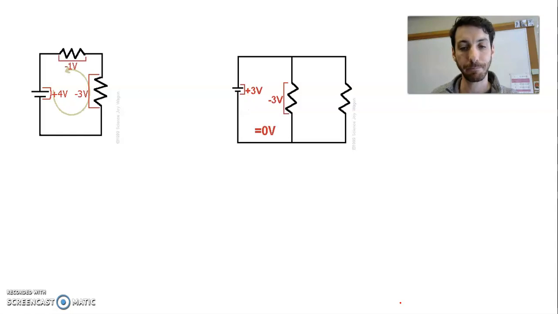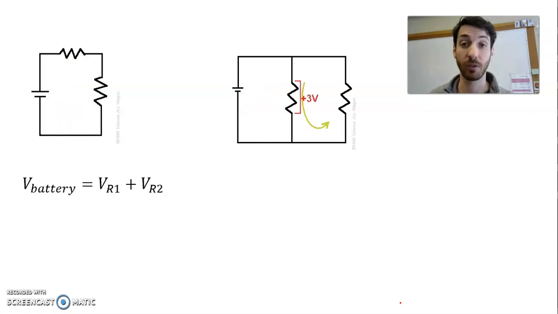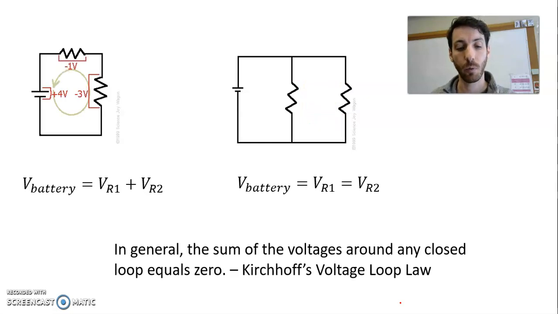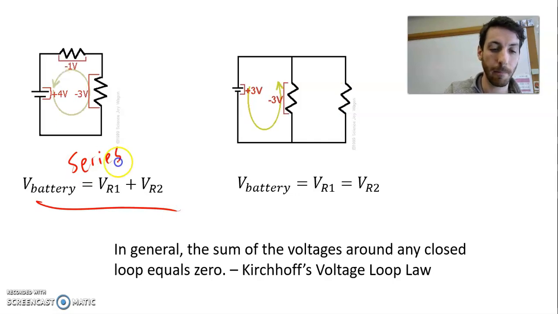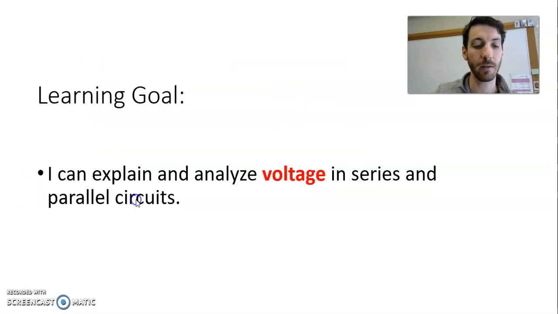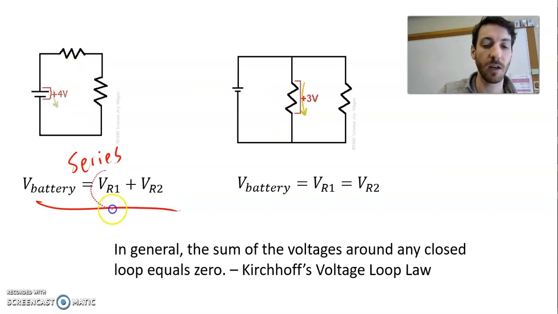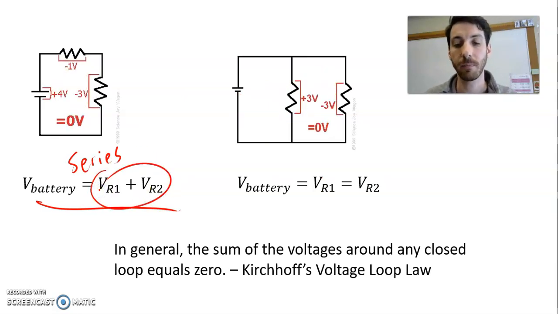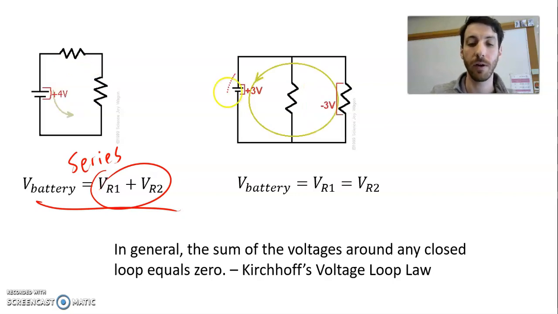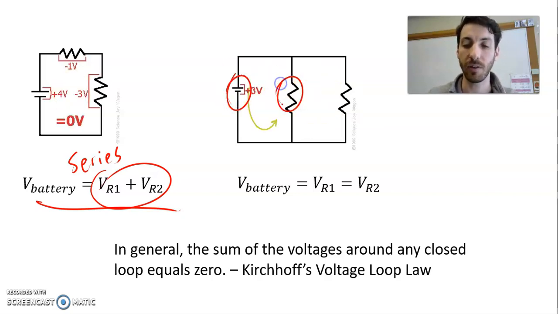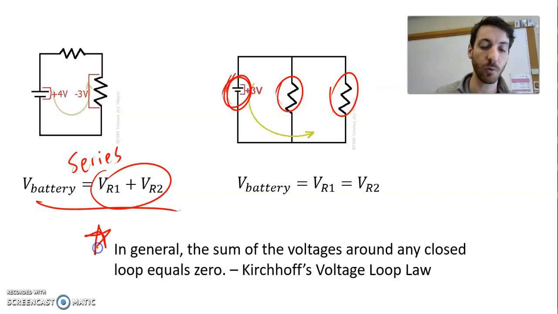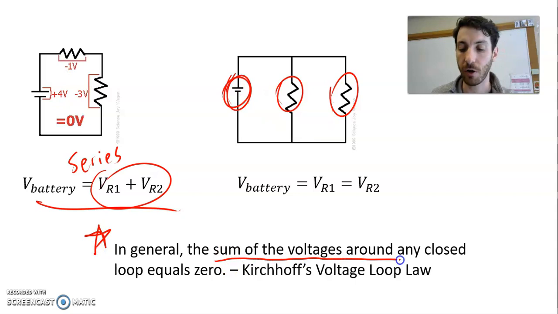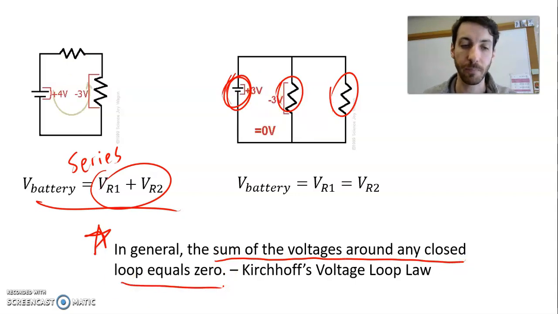So in summary, we can summarize this using what's called Kirchhoff's loop law. For a series circuit, the voltage gained by the battery is equal to the sum of the voltages lost by the resistors. For a parallel circuit, this voltage gain is equal to this voltage loss, and this voltage gain is equal to this voltage loss. So we can summarize this whole statement as: the sum of the voltages around any closed loop equals 0.